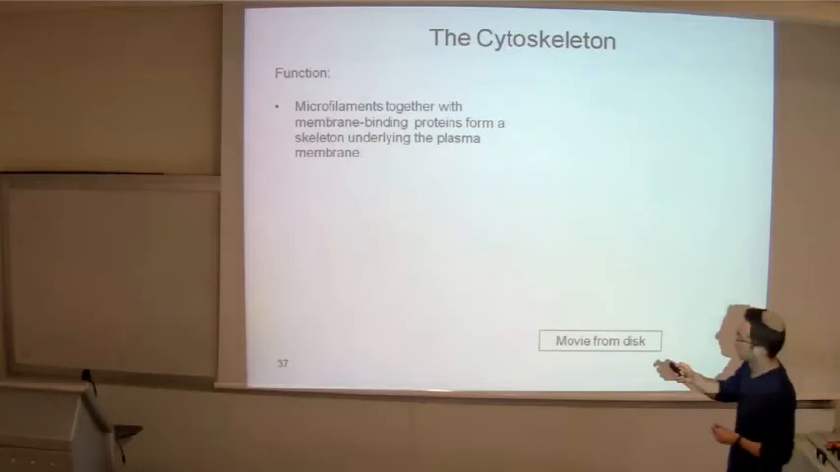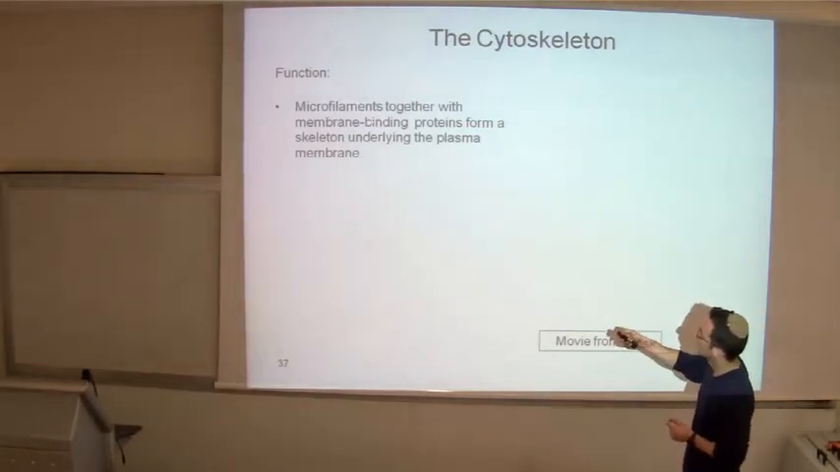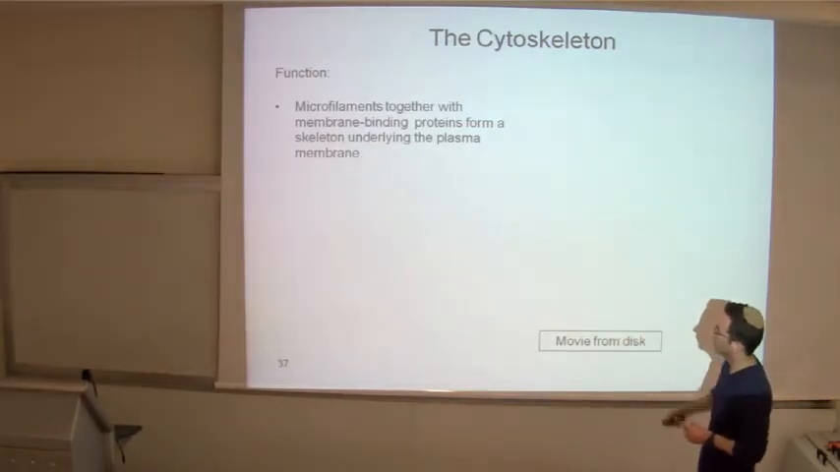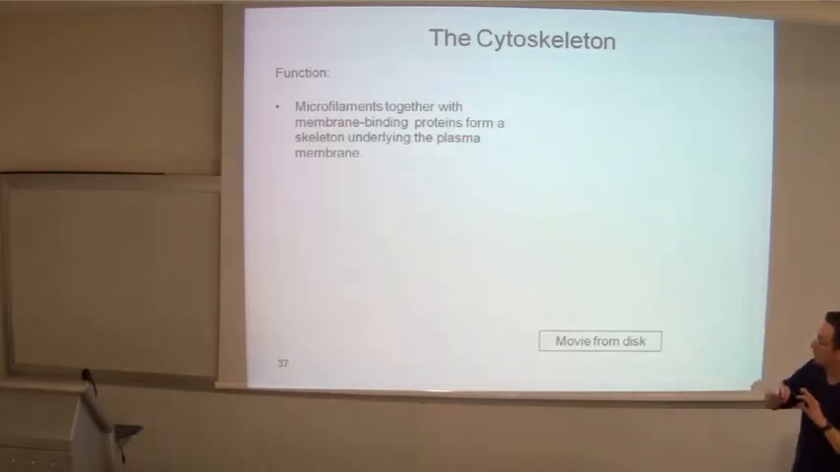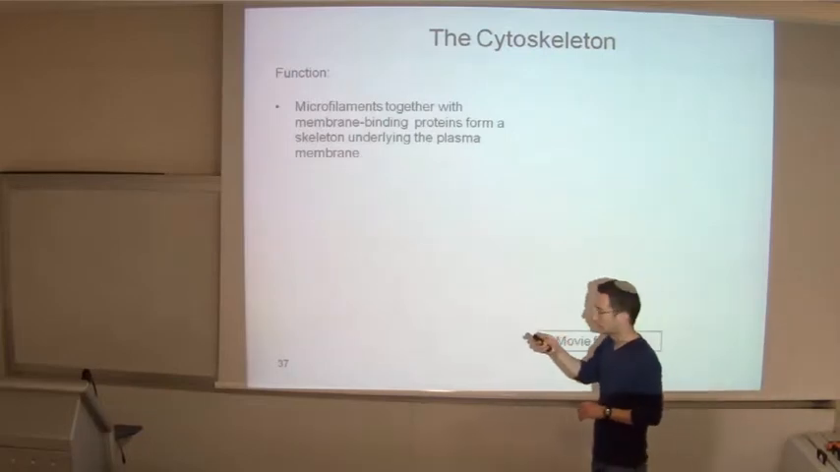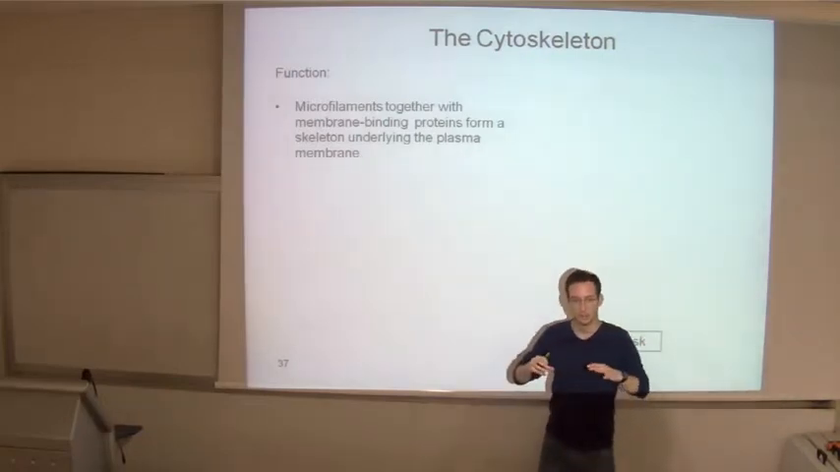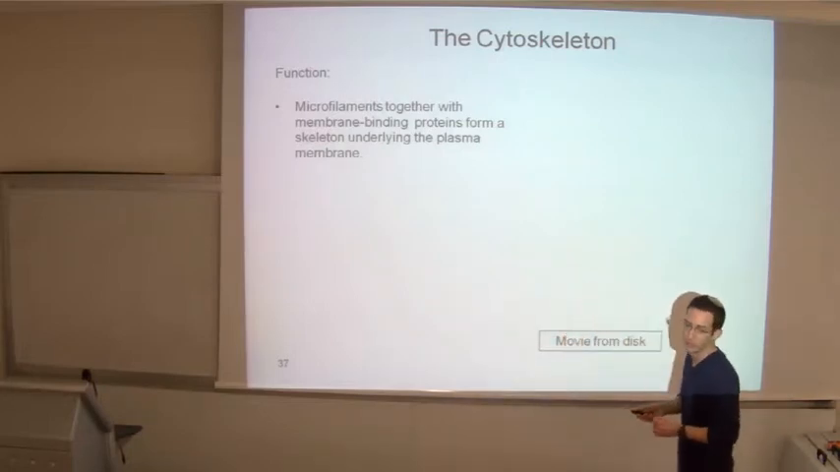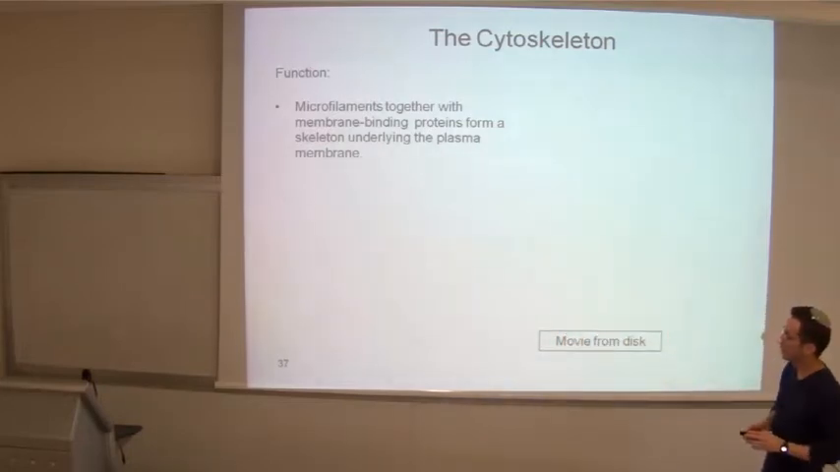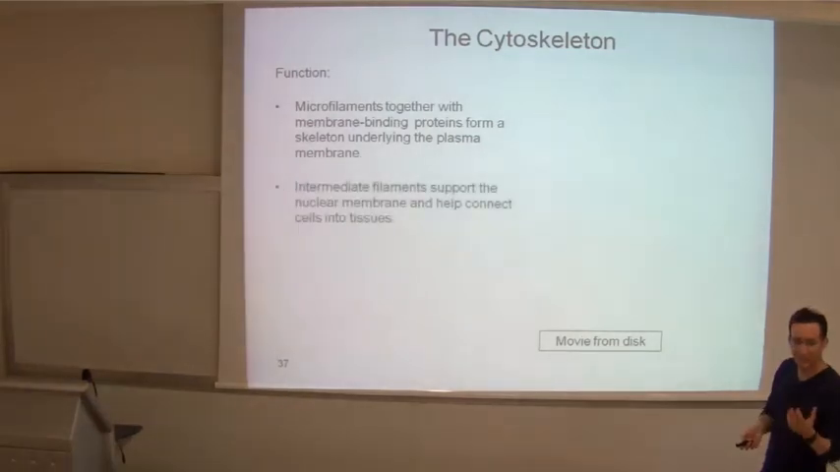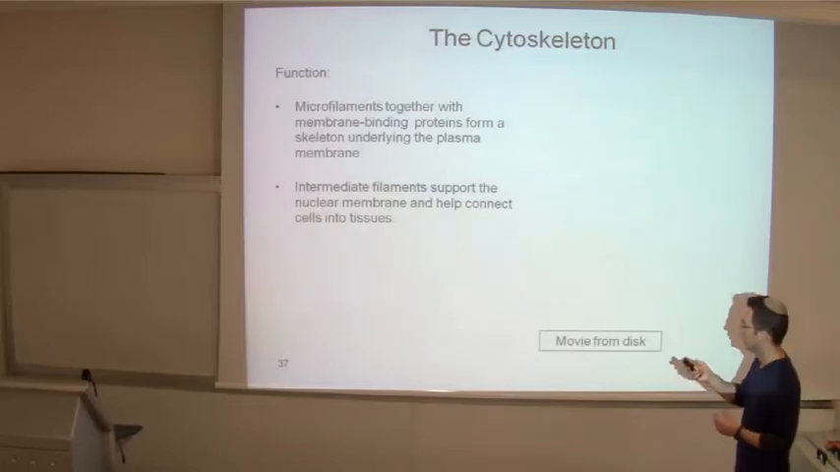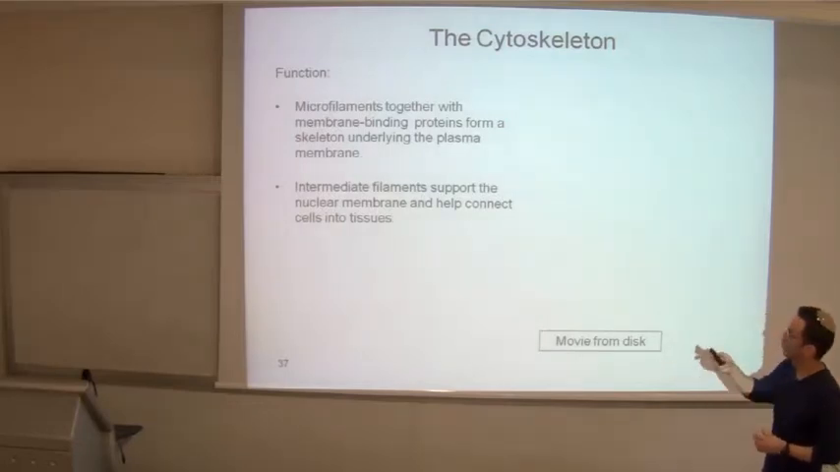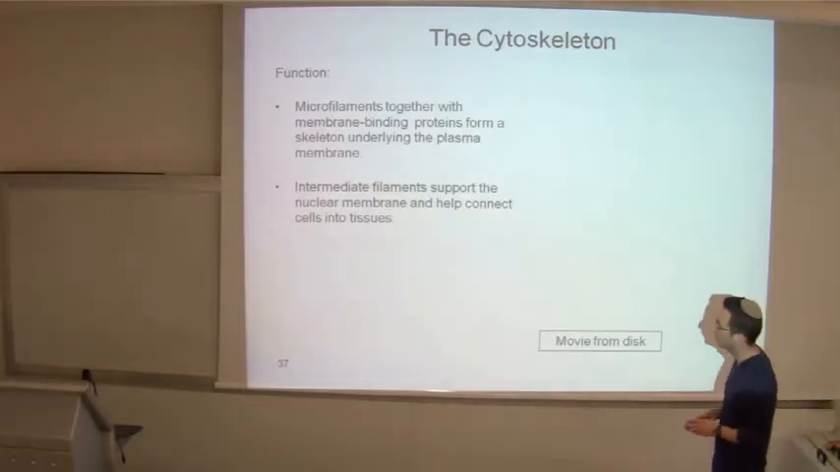So microfilaments, the thinnest ones, together with other membrane-binding proteins, form a skeleton or a mesh underlying the plasma membrane. So they are the principal determinants of the morphology of the cell from the outside. They form the mesh that underlies the plasma membrane. And so cilia and other structures that protrude from the cell surface usually are formed or stabilized by the microfilament.